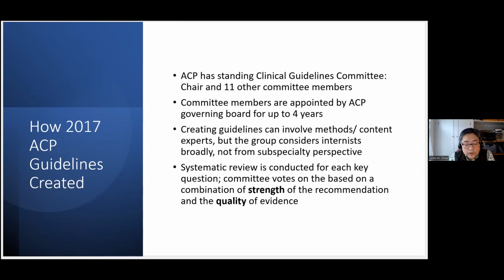They will then do the systematic review. The committee, the 11 members and the chair, are voting based on a combination of the strength of the recommendation and the quality of the evidence. They are not doing this sort of series of scenarios like the American College of Rheumatology did, but they are considering these questions, created a priori, while looking directly at the evidence.